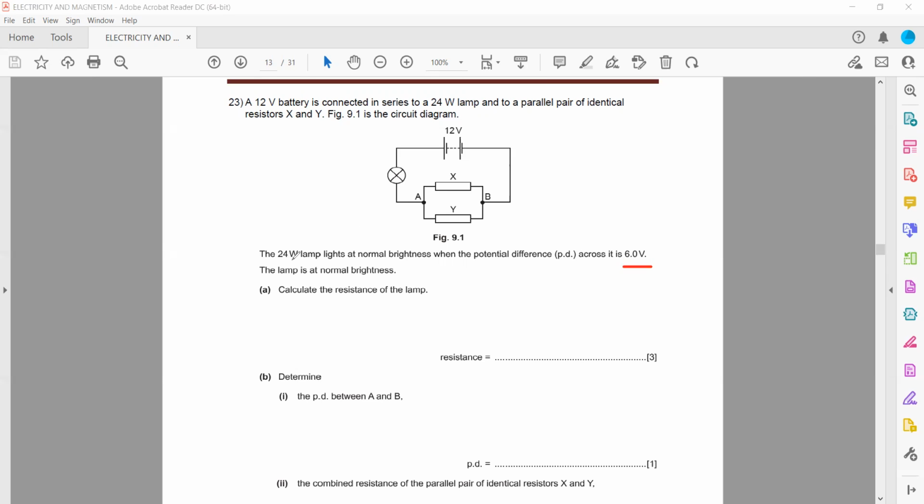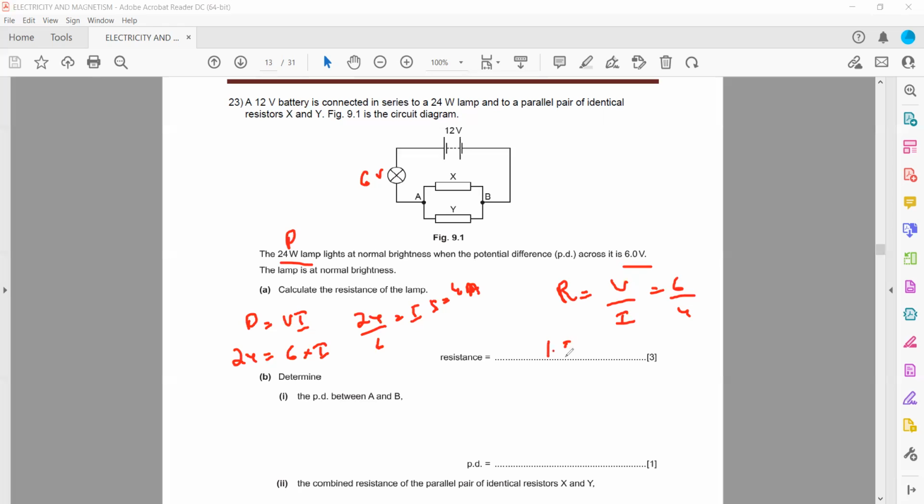How can we calculate the resistance? First, we have the power of the lamp and the voltage, which is 6 here. We have the formula P equals VI. Power is 24, voltage is 6, and the current we don't know, so it will be 24 divided by 6. The current is equal to 4 amps. Now that we know the current, we can use the formula: resistance is the ratio between voltage and current. Voltage is 6 and the current is 4, so 6 divided by 4 is equal to 1.5 ohms. So 1.5 ohms is the resistance.